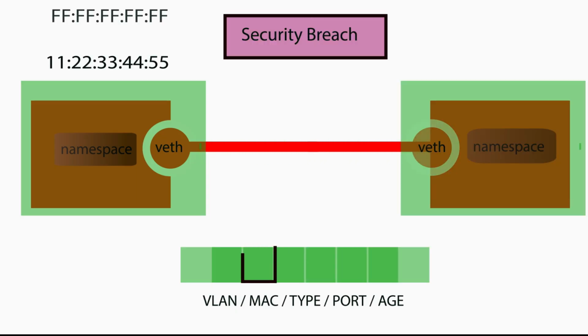So what happens when I change the MAC address on one side? Well, the connection still works. There's no authentication, no validation, and the network simply accepts the new MAC address. This is a real security weakness because nothing stops an attacker from pretending to be someone else at layer 2.